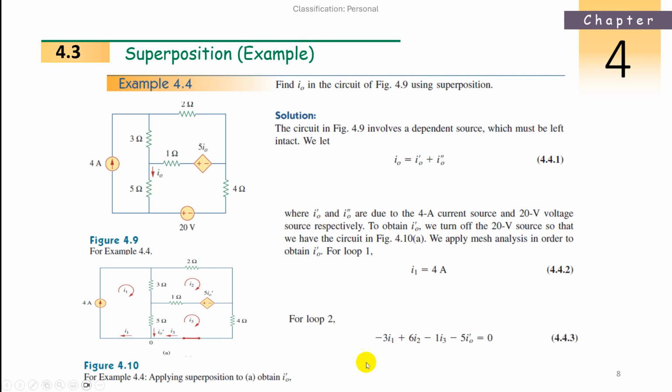So write the loop equation. I1 is flowing in the 3 ohm, so minus 3I1, because I1 is opposite to I2. Next, I2 is flowing in all these three resistances, so it is plus 6I2. Now I3 is opposite to I2 in the 1 ohm, so minus I3. And I2 is leaving the plus terminal of the dependent source, so it is minus 5I0 dash. So just remember this equation, the correct equation. Just practice how to write the equations. This will give you marks every time, as I am telling you.